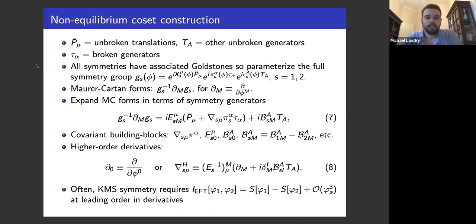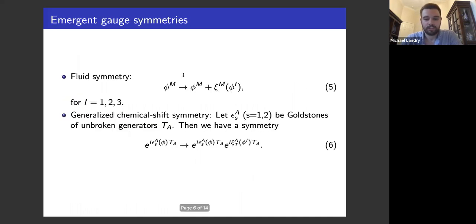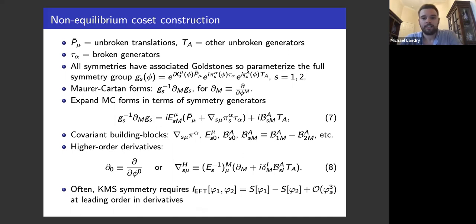So now let's take a look at the non-equilibrium coset construction. Here we're going to let P bar mu once again represent unbroken space-time translations, T_A are other unbroken generators, and tau_alpha are the broken generators. So all symmetries can be parameterized in terms of Goldstones or these fake Goldstones that have these shift symmetries in the following way.